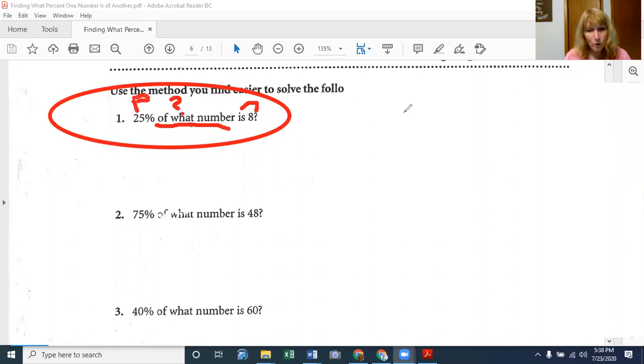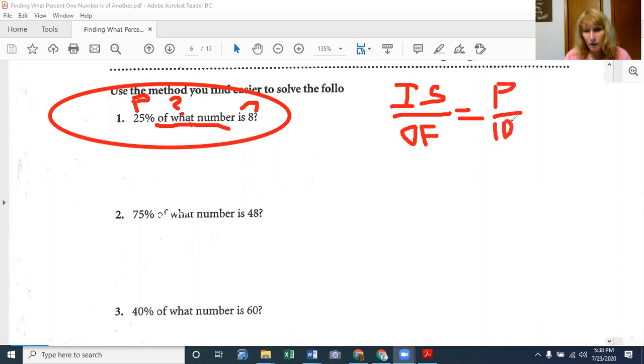So you're doing the same formula, is over of equals P over 100. But you have a different part missing this time. So you're given the is was 8. Of is the missing part this time, so we'll just put an X, because we don't know what it is. And P this time is the number with the percent sign with it, so 25 over 100. Okay, you do the same thing.